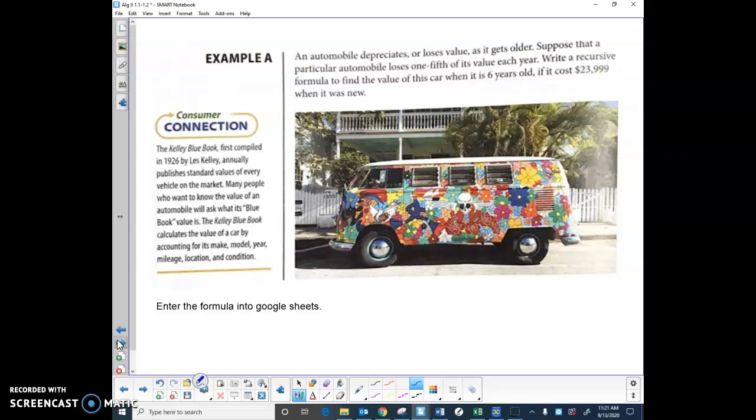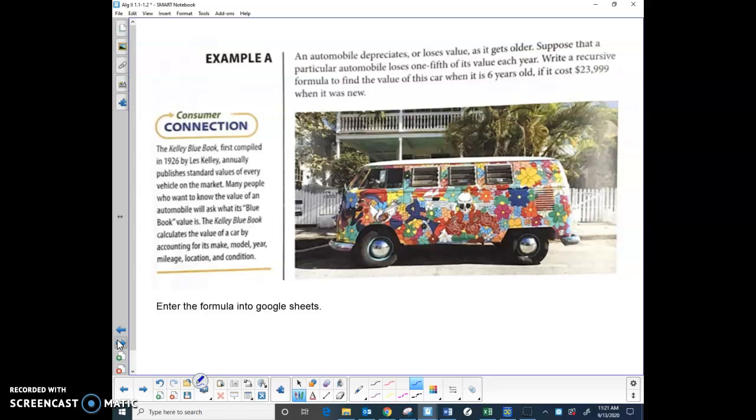So for example, an automobile depreciates or loses its value as it gets older. The second you drive your car off the lot, it is now worth less than what you paid for it. This is used a lot, especially in farming when it comes to taxes, depreciating buildings, depreciating machinery, that kind of stuff. So this is one example.